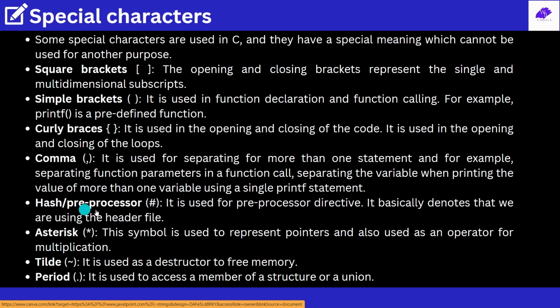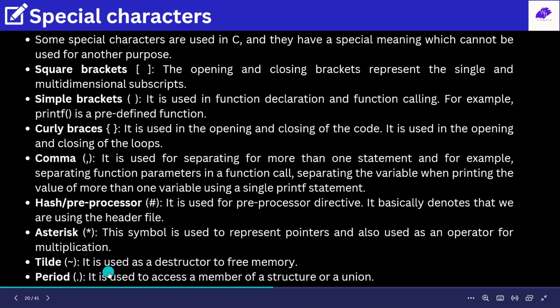The hash or preprocessor, as we have seen in the header files, is used for including the preprocessor directive. It basically denotes that we are using the header files. The asterisk symbol is used to represent a pointer and also as an operator for multiplication. The tilde is used as a destructor to free memory. Period. It is used to access the members of a structure and a union.